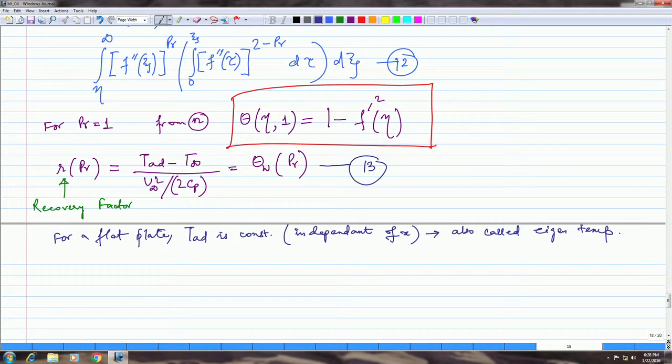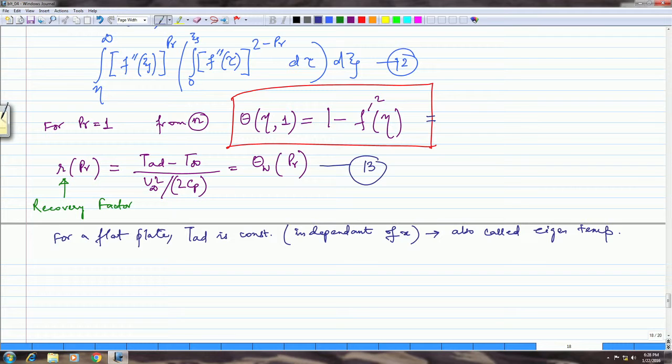Hopefully you're ready to continue with some more considerations of the Prandtl number and dissipation. Continuing our discussion of the viscous dissipation for a flat plate, we stopped at this equation, the expression we got for R, the ratio of T_ad minus T infinity by U infinity square by 2 Cp. I can calculate this ratio as a function of the Prandtl number by solving this equation, and this is called the recovery factor.